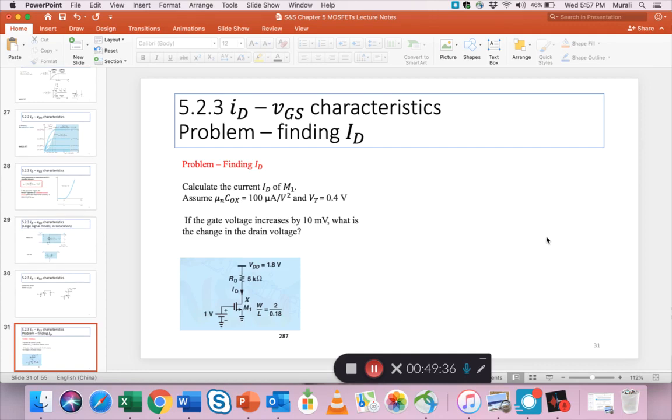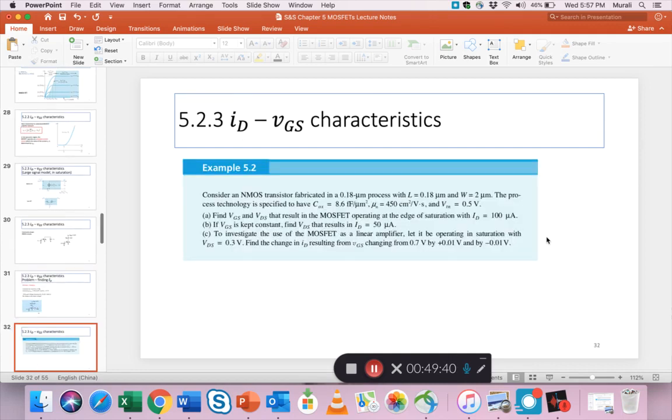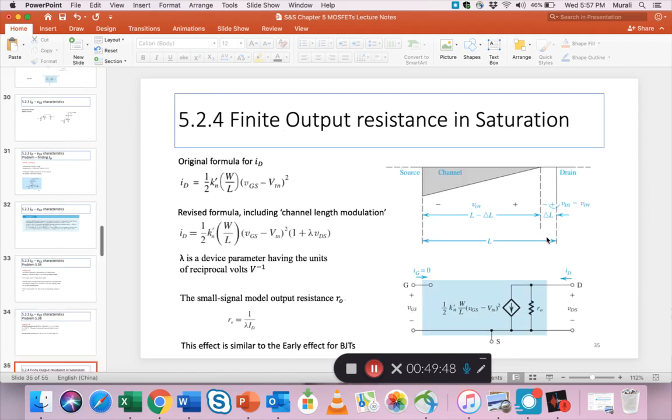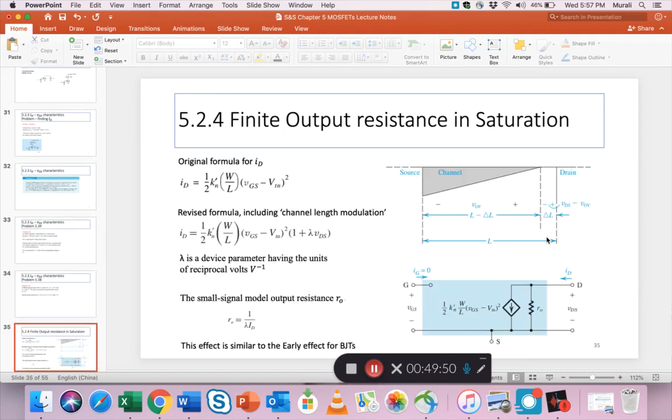Okay, moving on, slide 31, we have a problem, so we'll wait to do that. Next slide, 32 is an example, we'll wait to do that. 33, we'll wait to do that. 34. Okay, so we come to a few additional details.